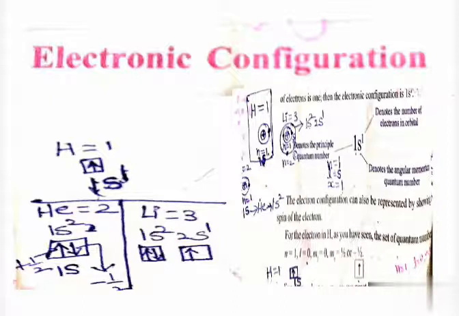Next, helium. How can we write helium? So the hydrogen configuration we can write like this. H is equal to 1. In the orbitals we can write like this, meaning 1s1. Next, helium has atomic number 2. Its electronic configuration is 1s2.